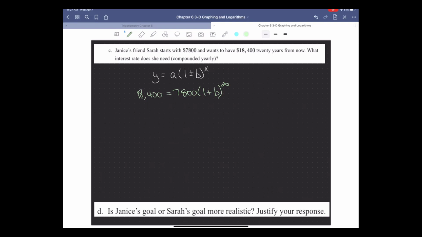All right. What's the first thing we're going to do? Divide, and I'm going to come up with 2.397. How about that? It equals 1 plus B raised to the 20th. What are we going to do now? The 20th root. Yep, the 20th root. That's hard to write.